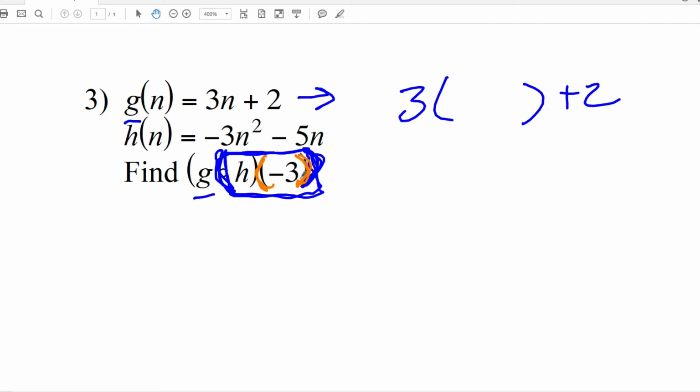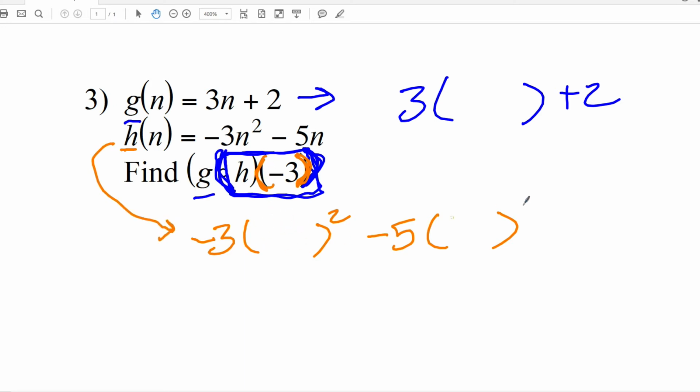Inside the h function, we have h of parentheses. Now this one, I'm just going to rewrite the h function: negative 3 parentheses squared minus 5 parentheses. So there's the h function, rewritten right here with all the n's changed to parentheses. What goes inside each parenthesis? It is negative 3. So we're going to put negative 3 there and negative 3 here. And we're going to go ahead and solve that using a calculator.